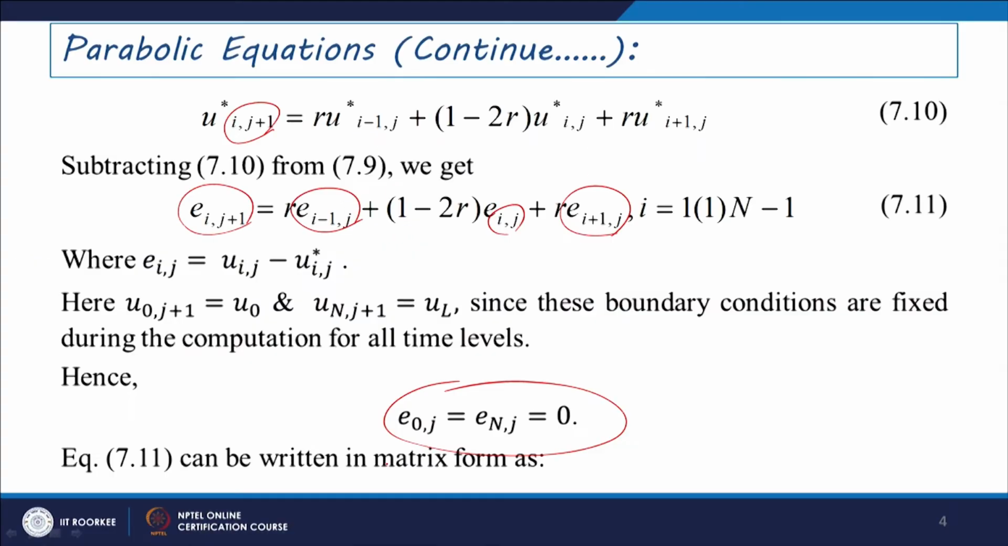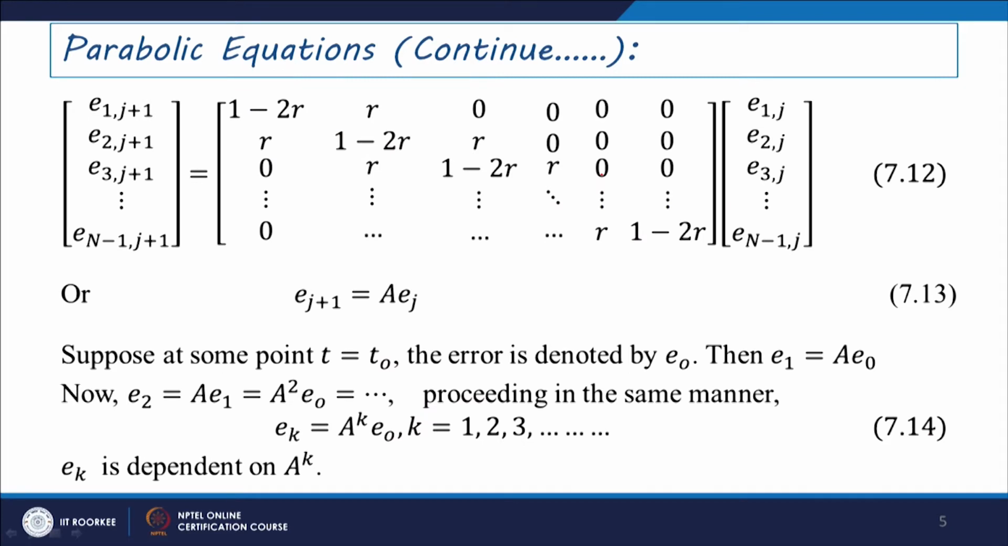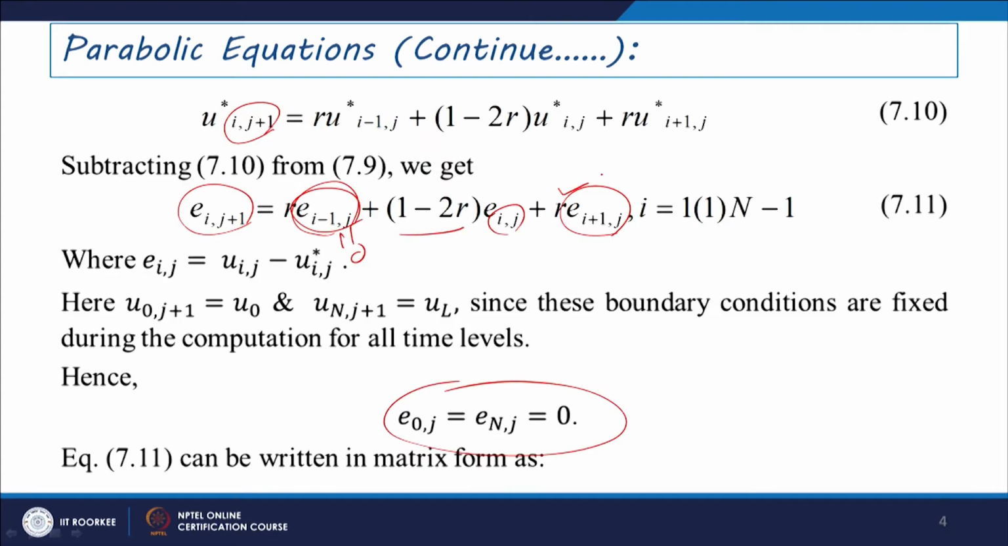If you put these values here, for the first step of calculation the boundary term gives you the 0 value. So the starting coefficient will be 1 minus 2r, and the next coefficient is r. For the remaining points after the boundary, you will have 3 coefficients: r, 1 minus 2r and r. It is written in this form here. And the vector of coefficients starts with e 1 j, since e 0 j is always 0.